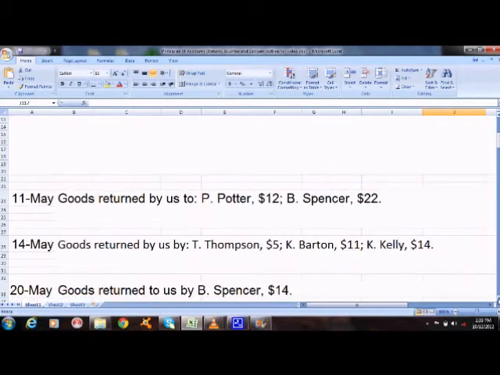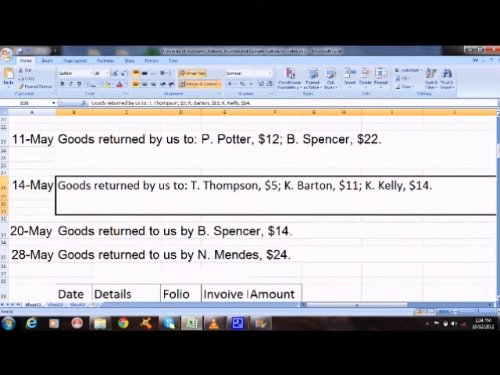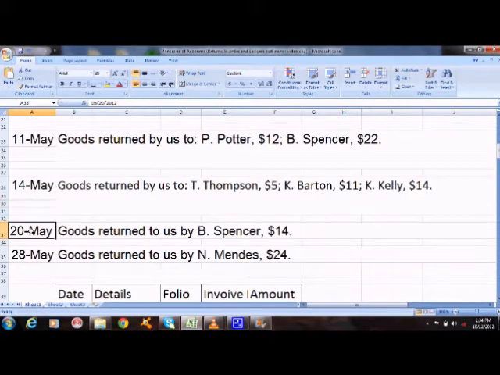May 14, goods returned by us to T. Thompson, $5, K. Barton, $11, K. Kelly, $14. May 20, goods returned to us by B. Spencer, $14. May 28, goods returned to us by N. Mendez.